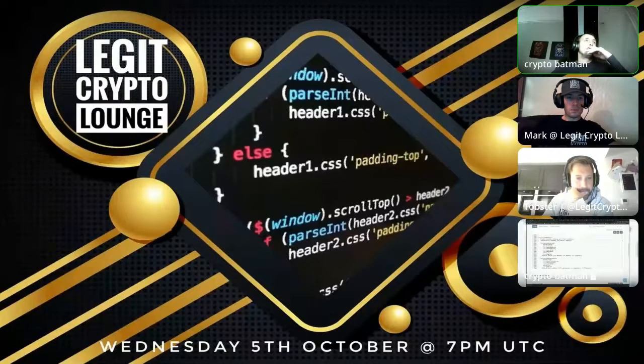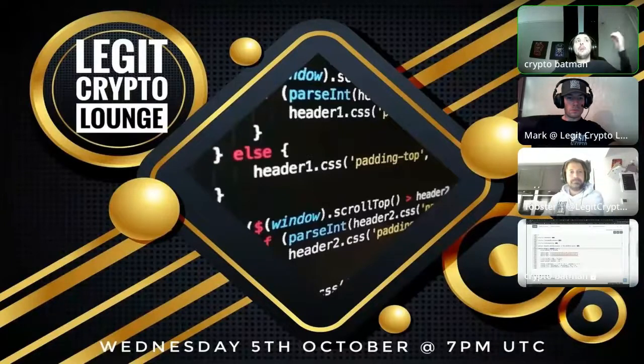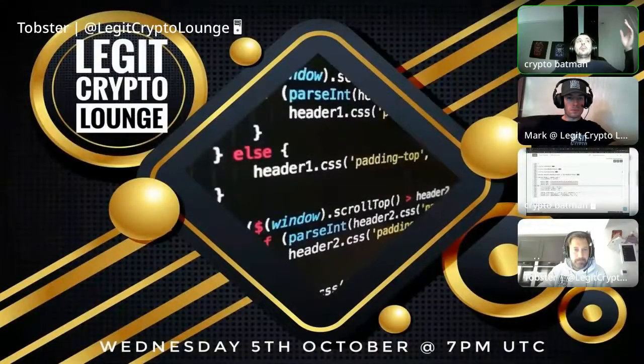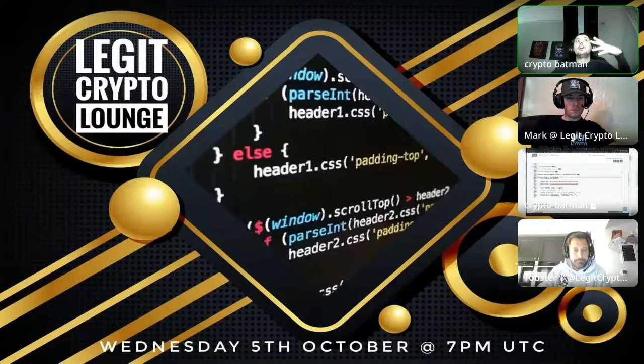This is the router. Let's close that. Dividend distributor, presale airdrop, manual dividend distributor. Growback. So my contract called Growback is IBEP20. It fulfills the IBEP20 interface. So it's got all the functions that it needs. It's got everything that it needs to be IBEP20 compatible. So after this you've got the contract name, then what it adheres to, implements in interfaces, or if it overrides any other contract. That's a wee bit deep, but yeah.